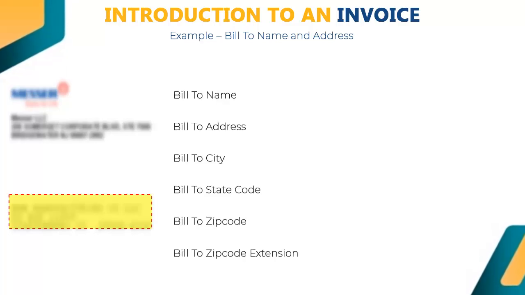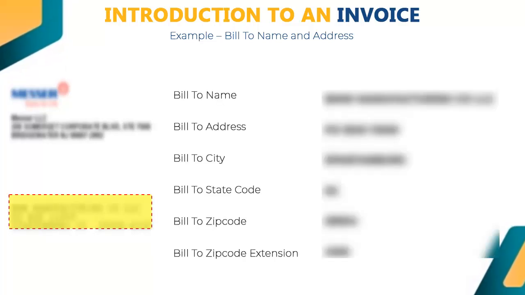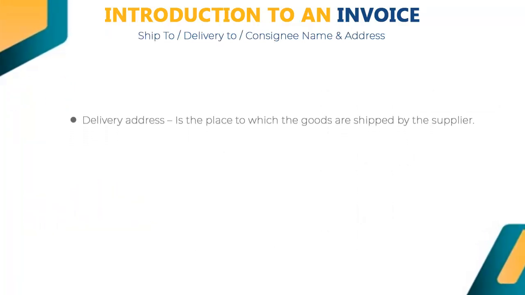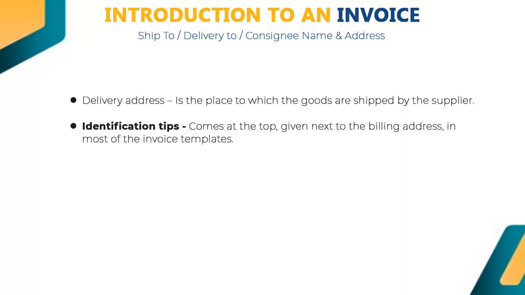Bill to name, BMW Manufacturing Co. LLC, bill to address, P.O. Box 11000, bill to city, Spartanburg, bill to state code, SC, bill to zip code, 29304, bill to zip code extension, 4100. Delivery address is the place to which goods are shipped by the supplier.